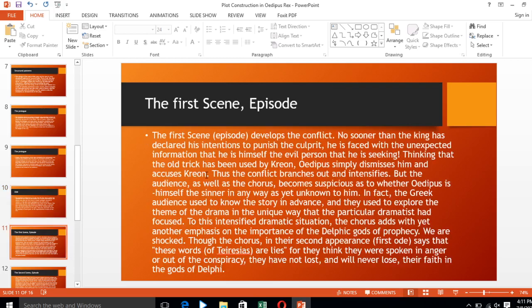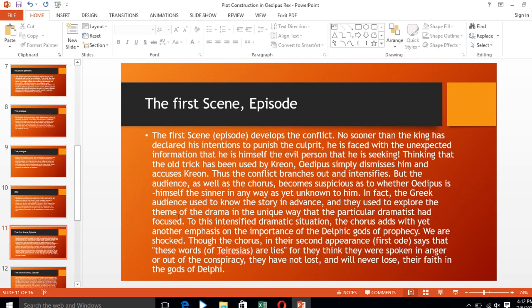Now we have the first scene, the first episode, in which we can see that the king has declared his intentions to punish the culprit. He is faced with the unexpected information that he is himself the evil person that he is seeking, thinking that the old trick has been used by Creon. Oedipus simply dismisses him and accuses Creon. Thus, the conflict branches out and intensifies. But the audience, as well as the chorus, becomes suspicious as to whether Oedipus is himself the sinner in any way, which is yet unknown to him.